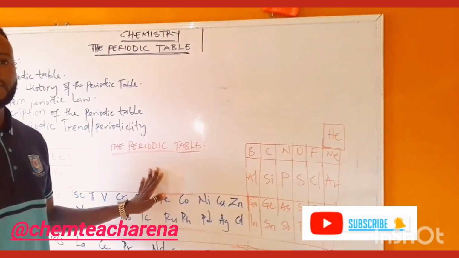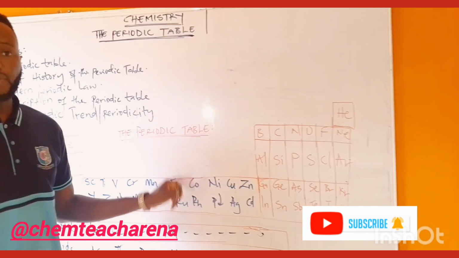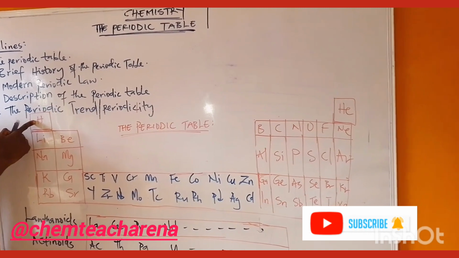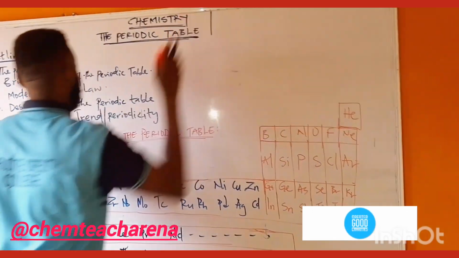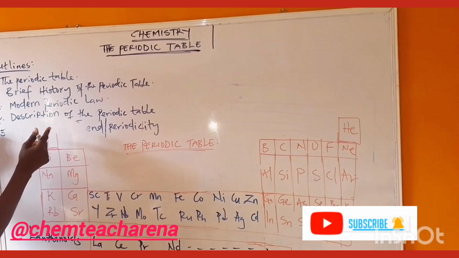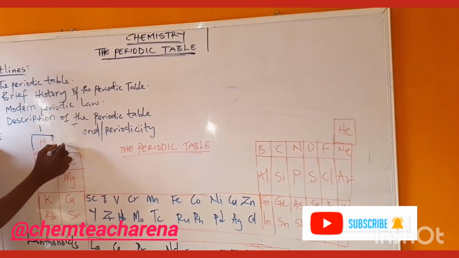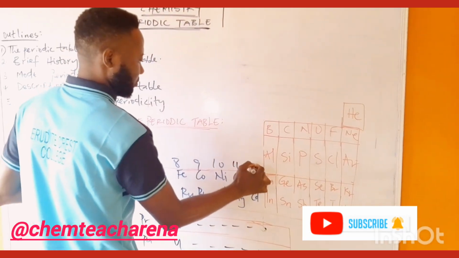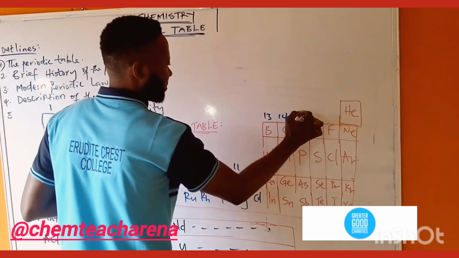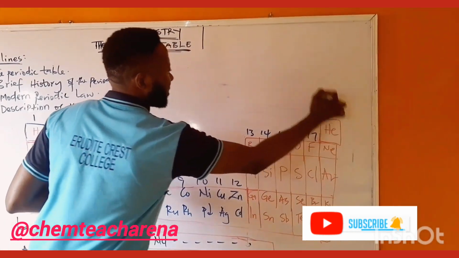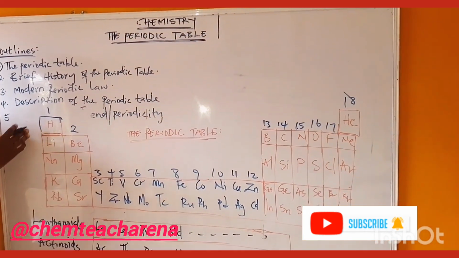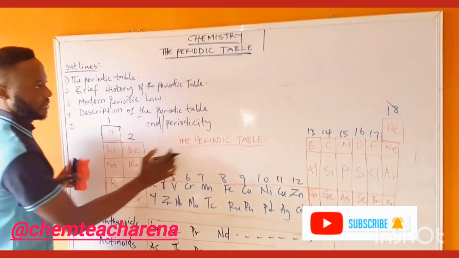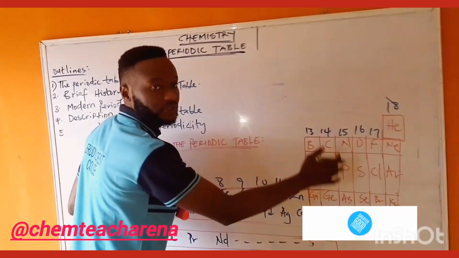Okay, now let's quickly look at the description of the periodic table. So here we have, this is group 1, sorry. Then this is group 1, this is my group 2. Then this is 3, 4, 5, 6, 7, 11, 12, 13. You are seeing here, this is group 1, group 2, they are these verticals, they are the group.